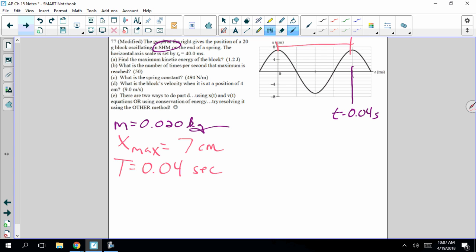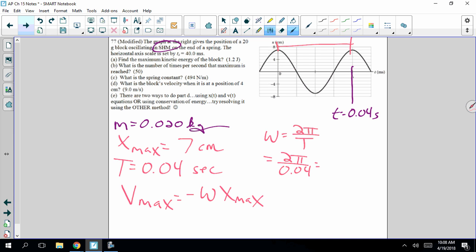Follow? All right. And based on what Christine just told us, she told us that Vmax should equal negative omega times x max. So what do I need to find? Let's find our omega. So how do we find omega, you guys? Omega is 2 pi over T. So that's 2 pi over 0.04.